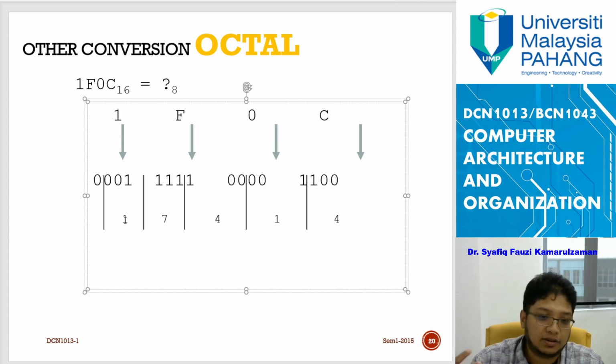So when you want to convert it back to binary, you just convert this into 3-digit binary and combine them again, and you got the full binary. And if you want to convert into hexadecimal or decimal, it is up to you.